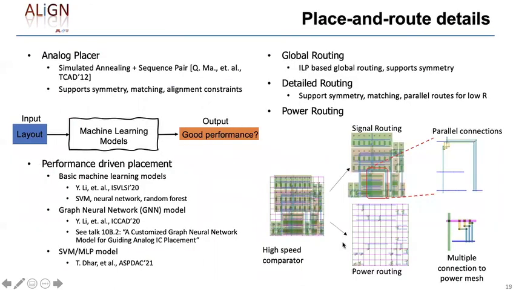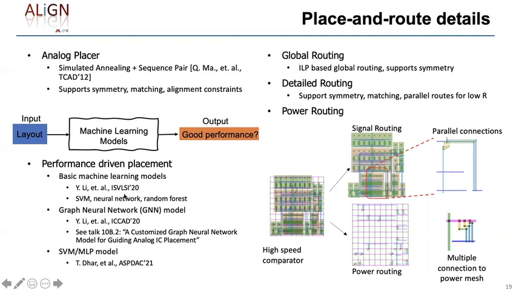A little more detail on this. The analog placer is based on a previously published simulated annealing sequence pair-based method. It supports symmetry, matching, and alignment constraints. The core placer does not handle performance, and therefore we need to use techniques that recognize good layouts and differentiate bad layouts to speed up simulated annealing and take it away from poorly performing layouts. So we have performance-driven placement styles that are based on machine learning models.